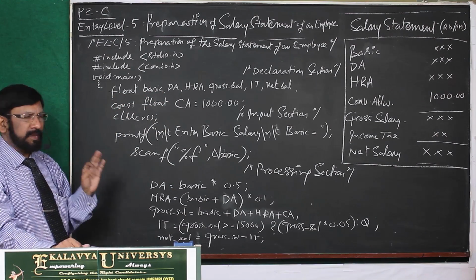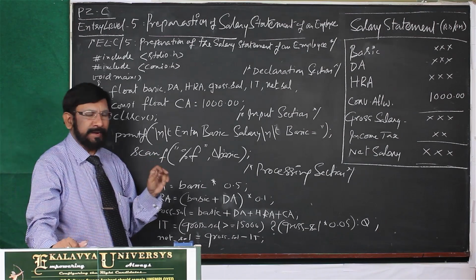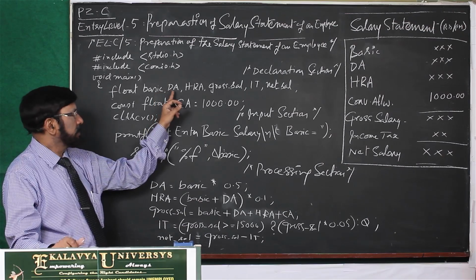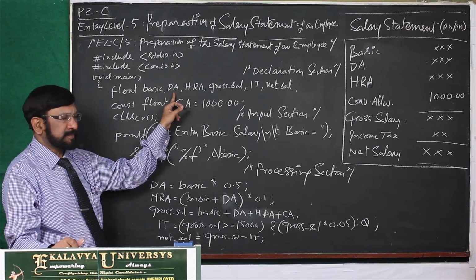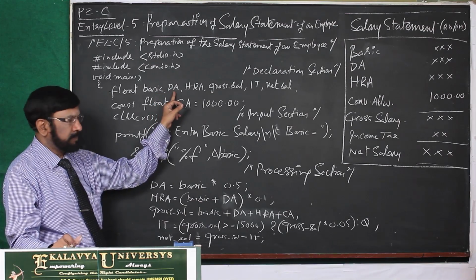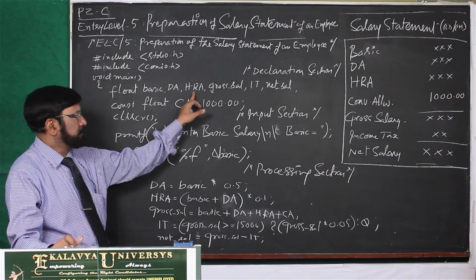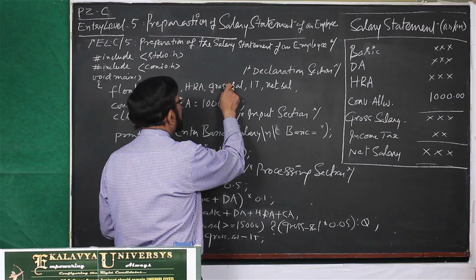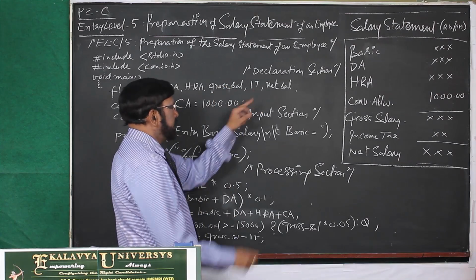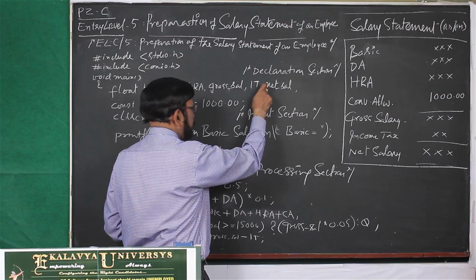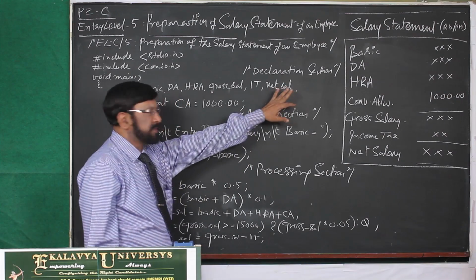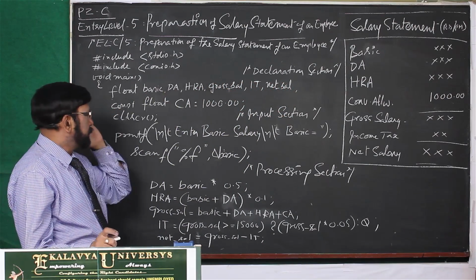So float is the appropriate type for all the data items. That's why float basic, DA, capitals because we are using the abbreviated form, HRA. Thereafter gross salary, with an underscore, and IT, income tax, which is also abbreviated code, and net salary with an underscore. These are the names I am giving.